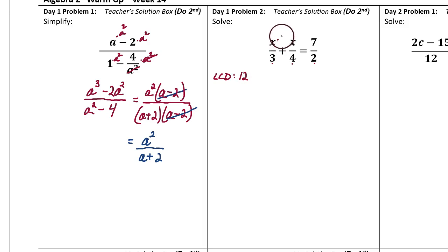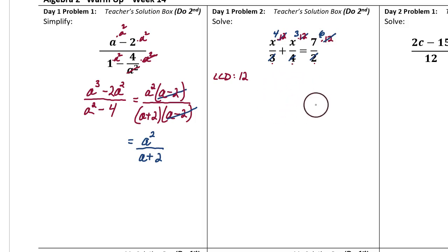So multiply this first fraction by 12, multiply the second fraction by 12, and multiply the third fraction by 12. The reason for doing that is to cancel away the denominators. 3 goes into 12 4 times. 4 goes into 12 3 times. 2 goes into 12 6 times.